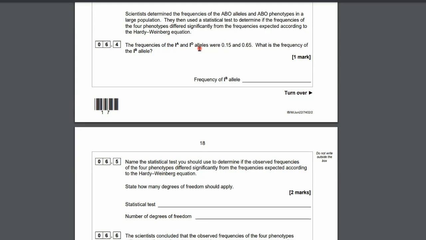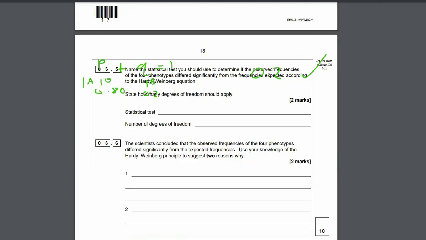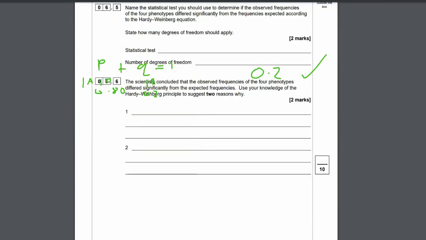Right, you know Hardy-Weinberg is p plus q equals 1. You can do p squared plus 2pq plus q squared equals 1. But essentially, the main single alleles on their own have to equal 1. So we know p plus q equals 1. Essentially, IA plus IO plus IB must equal 1. Well, if IA and IO add up to 0.8, then IB must be 0.2. There we go. They all have to add up to 1, the frequencies of the individual alleles.